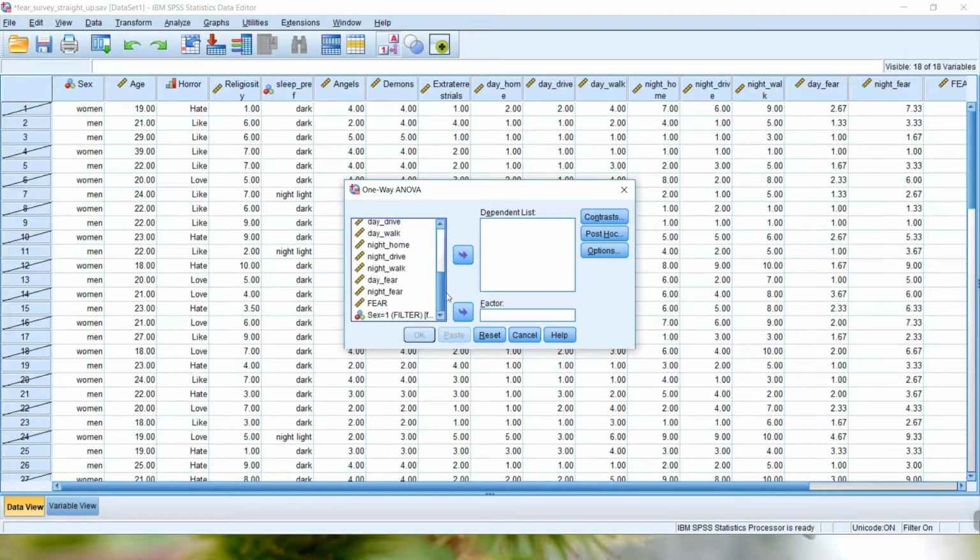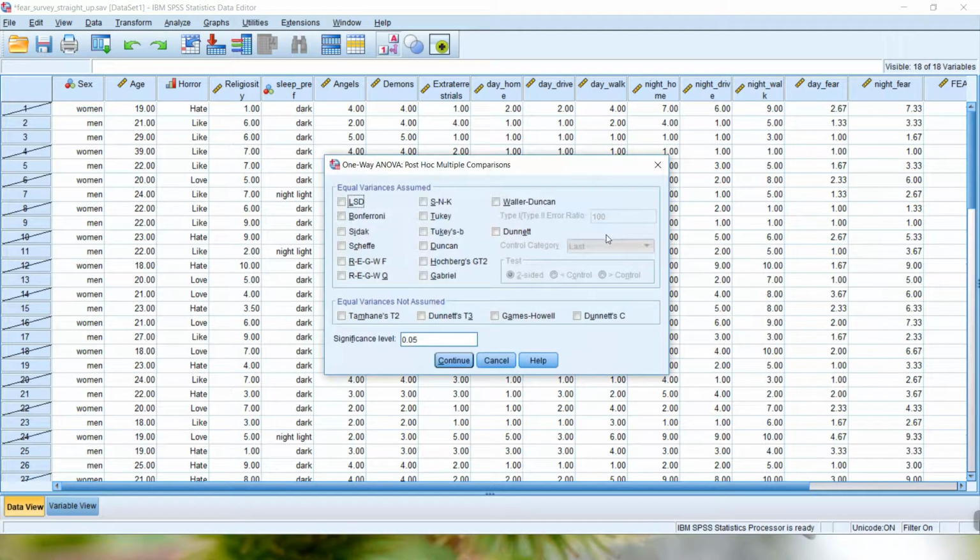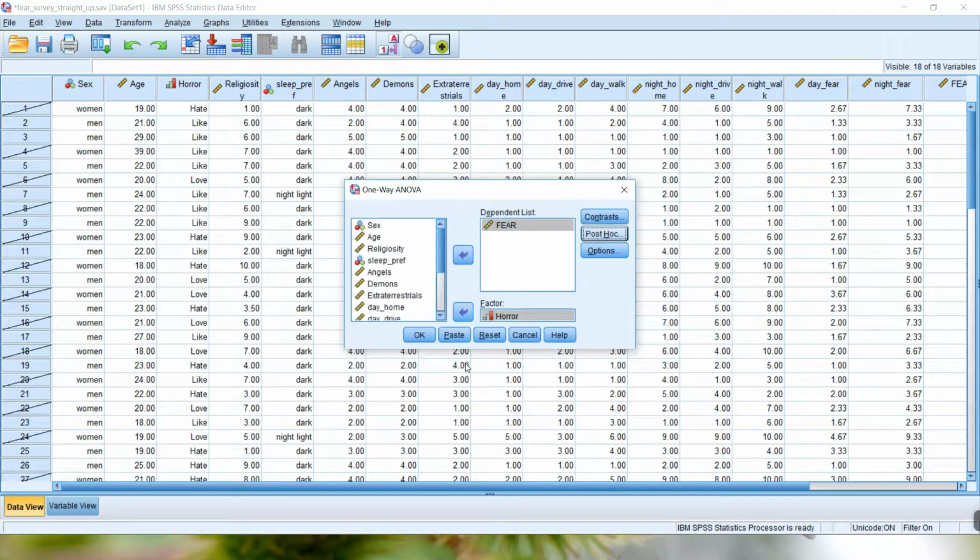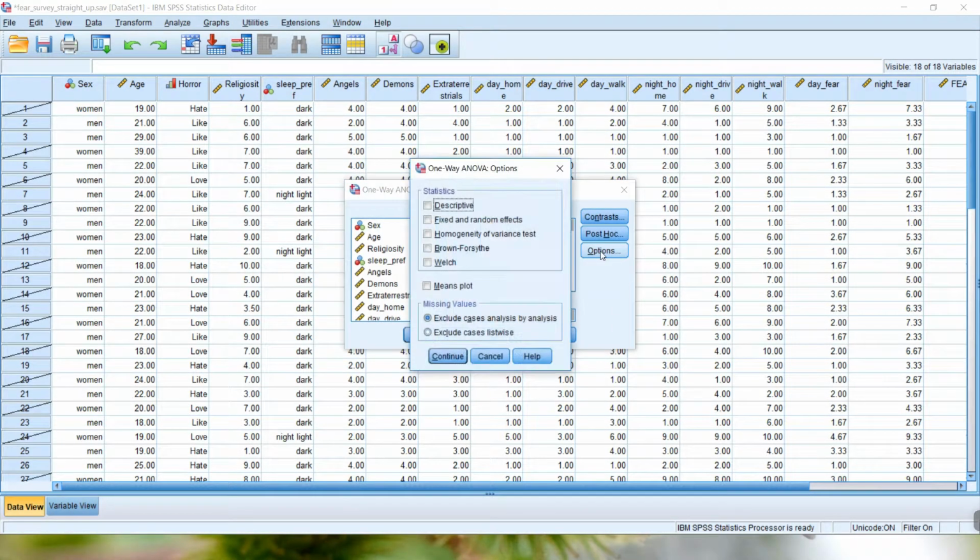The dependent variable is going to be the fear scores, the sum of day and night. Move that over. The factor, well, we are comparing the love, like, and hate, so that's the horror factor. Move that over. And then we're going to ask for a post hoc test, because if we do see a significant difference between love, like, and hate, we won't know where it is. So we're going to select LSD, Scheffe, and Tukey. Those are the most common ones. Hit continue.